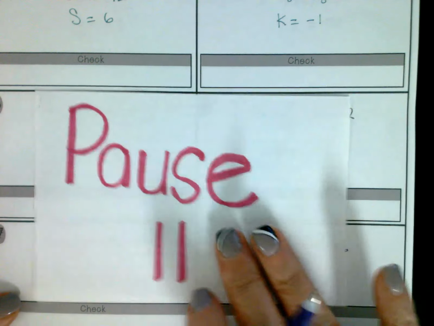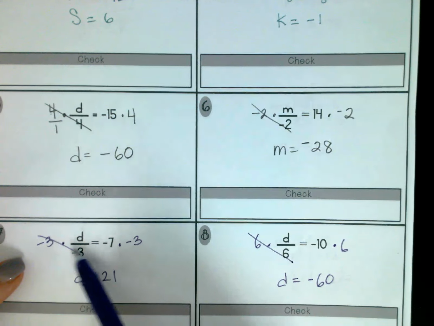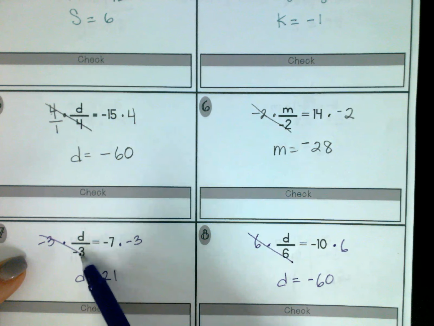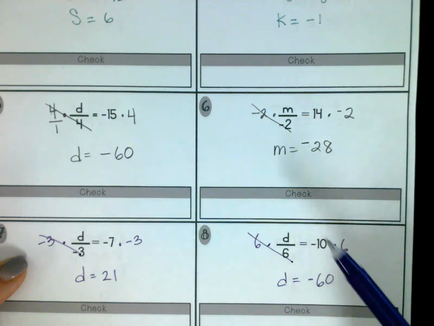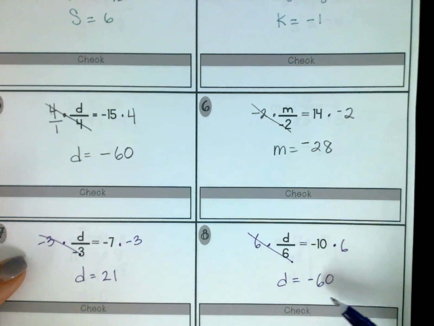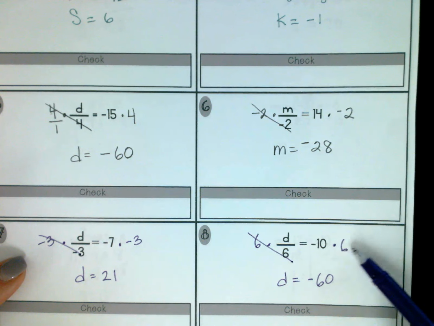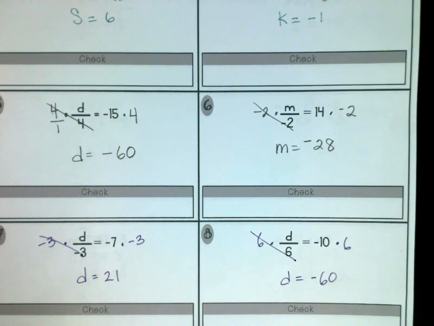Thank you for pausing the video. I multiplied both sides by negative 3 because the variable is in the fraction, and I got positive 21. I multiplied both sides by 6. Negative times positive is negative, and I get negative 60.